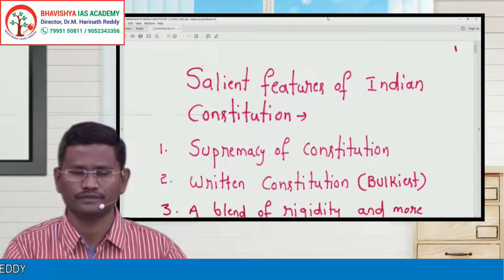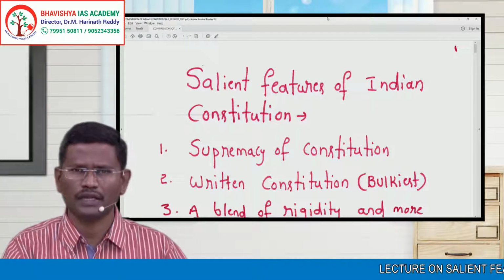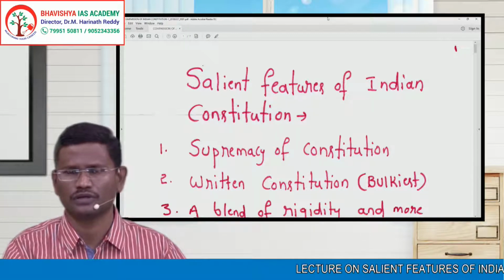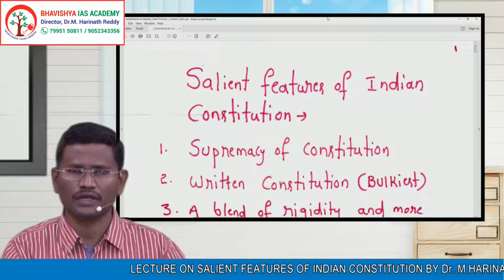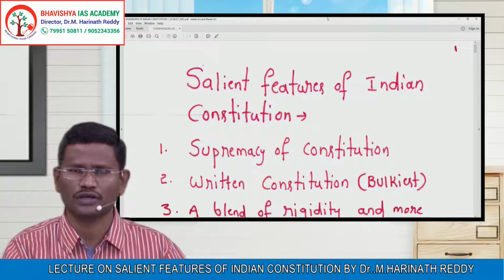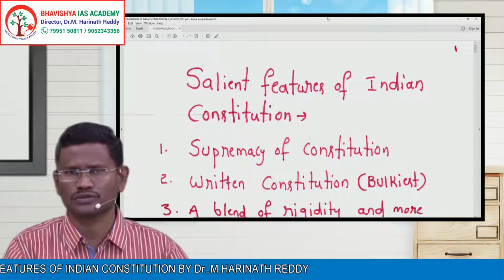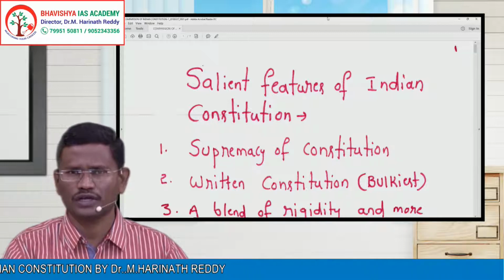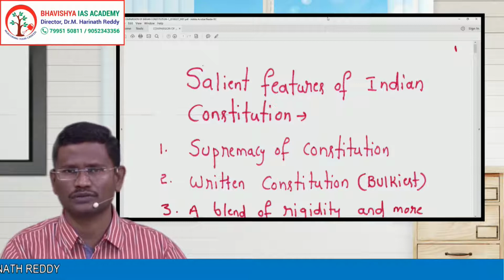In addition, Indian Constitution is the bulkiest written constitution. Remember, Constitution of United States of America is the first written constitution, but among the written constitutions, Constitution of India is the lengthiest written constitution. It is the bulkiest written constitution.